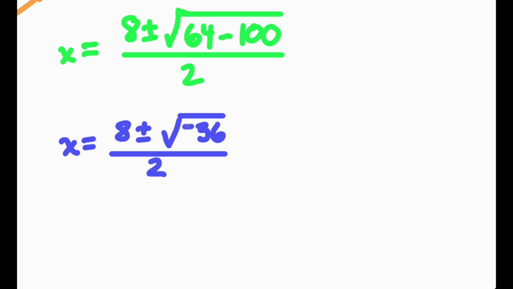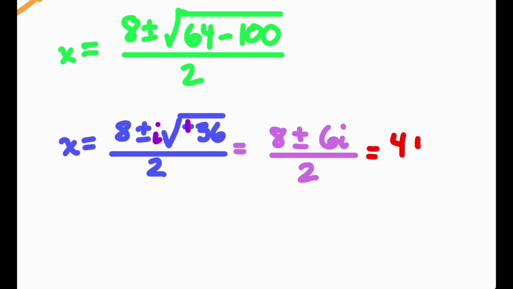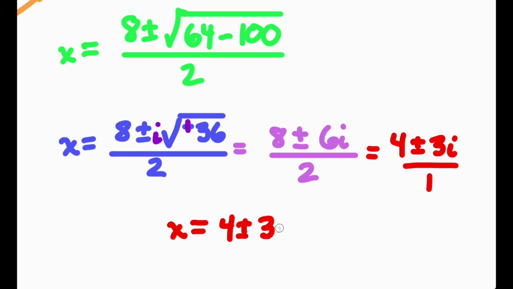Okay, I'm going to pull the i out of there. So I'm going to make this positive, pull the i out. And then from here, simplify it. So it's going to be 8 plus or minus 6i divided by 2. Okay, I'm going to divide everything on the top by 2 and everything on the bottom by 2. So then you end up with 4 plus or minus 3i divided by 1. So x is equal to 4 plus or minus 3i.